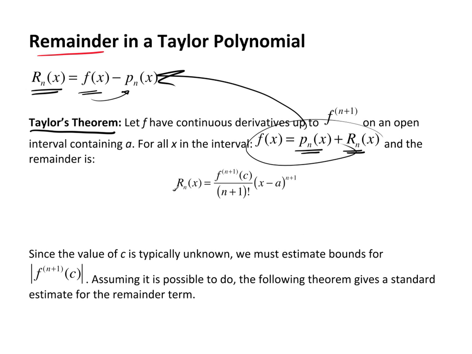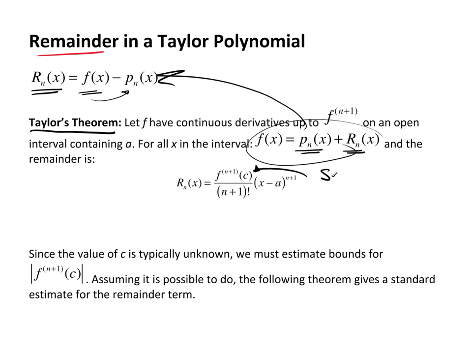It's from here that we get this idea. And this remainder is actually equal to the next derivative over n plus 1 factorial times x minus a to the n plus 1. But notice, rather than evaluating this at a, this is evaluated at c.